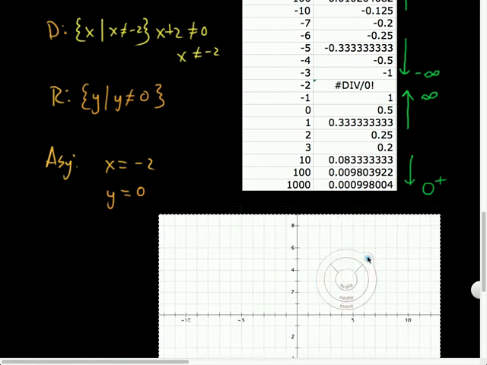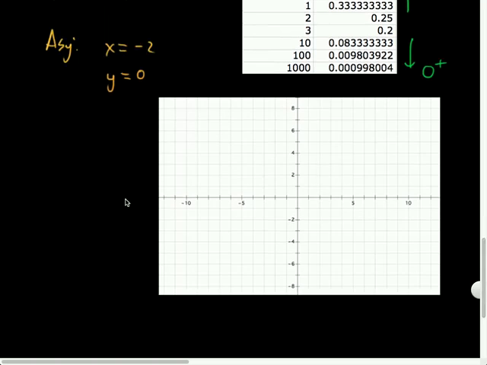So if I wanted to draw my own graph of this, based off of the information I'd gathered, this is what I would do. I would draw my vertical asymptote at x equals -2. That was terrible. Ding, ding, ding. And my horizontal asymptote at y equals 0. Ding, ding, ding.